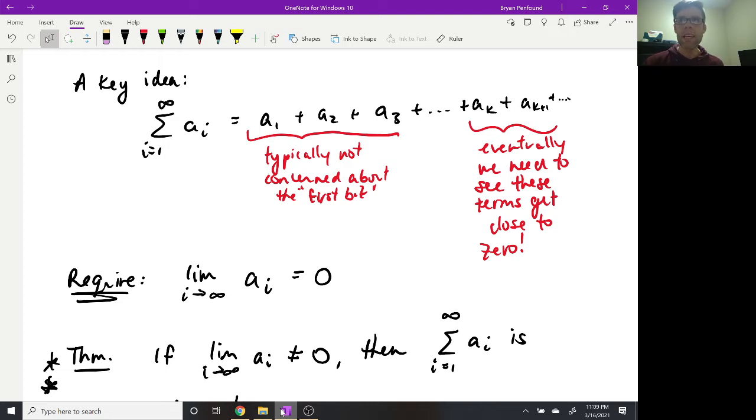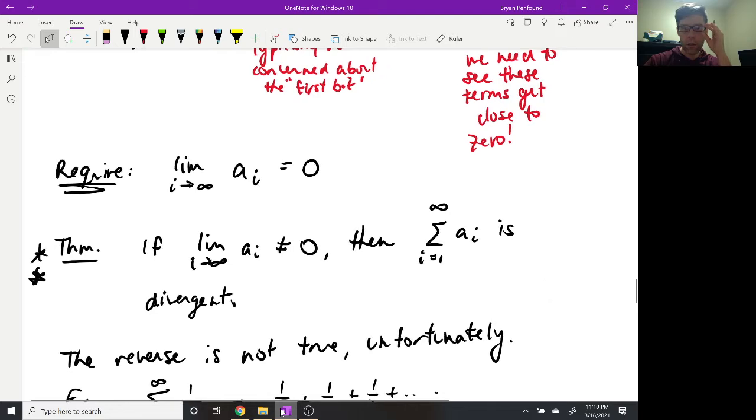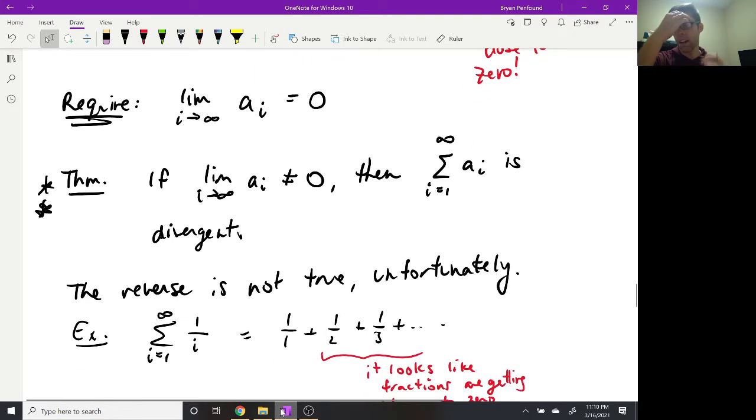So one of the easy checks to do to see if something is divergent, if you have a formula, like an a_n formula that's associated with our sum, the easiest check you can do for divergence is to check that limit. So does this limit tend towards zero as the terms get really, really big? If it doesn't, then you can automatically conclude that your sum is divergent.